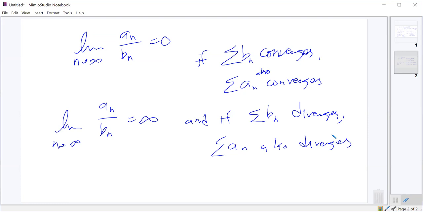We can sort of think about that. If b sub n is a convergent series, yet we're still getting a limit of 0, that means that b sub n is larger than a sub n, and so a sub n must go towards 0. Therefore, if this one is bigger than this one and converges, this one must also converge. The flip of that is true: we're going towards infinity, so a must be bigger than b, but b diverges. So if a is bigger than b and b diverges, then a must also diverge.